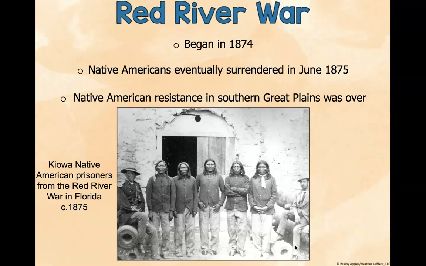As a result, you have the Red River War. It began in 1874. Native Americans eventually surrendered in June of 1875. There was also Native American resistance in the southern Great Plains. It was over. This is the Kiowa Native American prisoners from the Red River War in Florida in 1875.